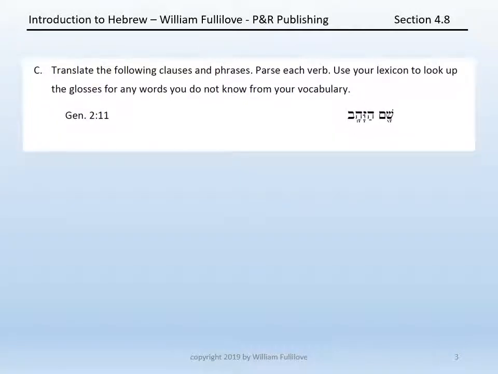Exercise C now gives you practice translating actual biblical clauses and phrases. For each clause that has a verb, parse the verb. Use your lexicon to look up any glosses that you do not know from your vocabulary. To do the first as an example, we have Genesis 2:11, which says, Sham ha-zahav. As I look at this little clause, I have two words. The first, sham, is an adverb which glosses as there. And the second, I recognize as a noun with the definite article.